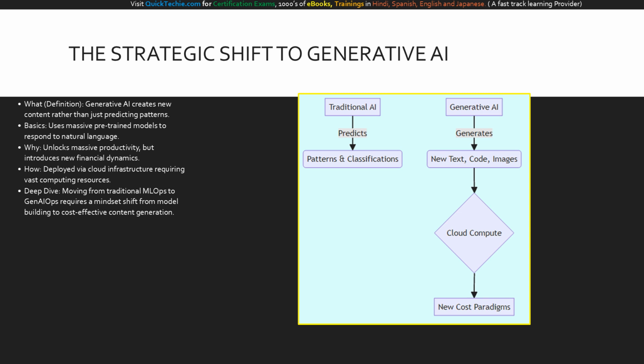Let's look at this diagram to visualize the shift. On the top path, traditional AI takes data and predicts patterns. But on the bottom path, generative AI creates entirely new outputs like text and code. This magic happens inside the cloud compute node, which acts as the engine. However, that engine requires fuel, leading us directly into our new cost paradigms. Understanding this flow is your first step toward mastering AI economics.